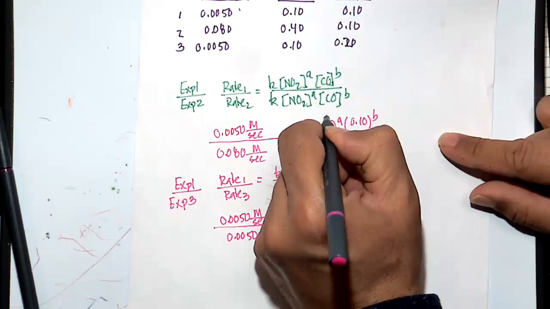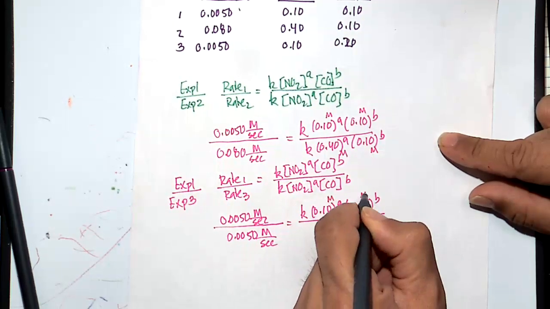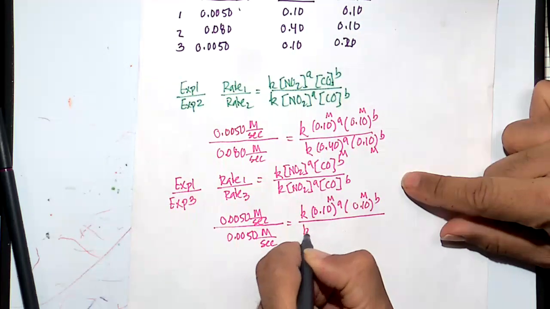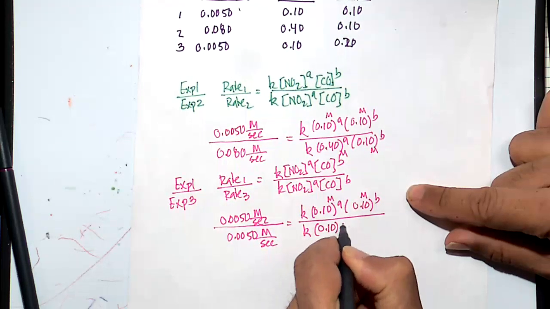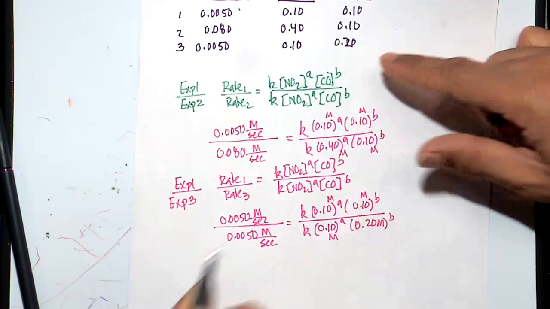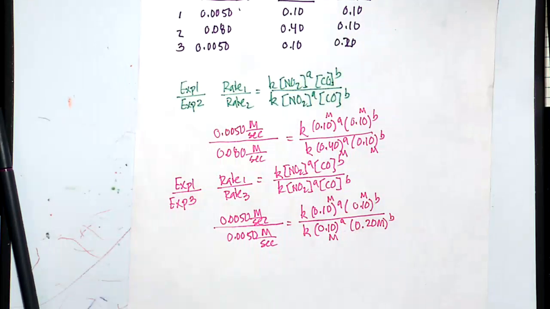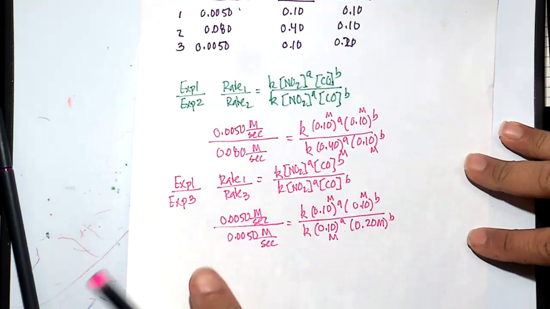Okay. And like that, we're going to plug in everything. Experiment 3, rate 3. Plugging everything in, we should be able to get our exponents A and B. Okay, do we know how to do that? Okay, watch some videos on Canvas that I have recorded to get the complete details of this problem.